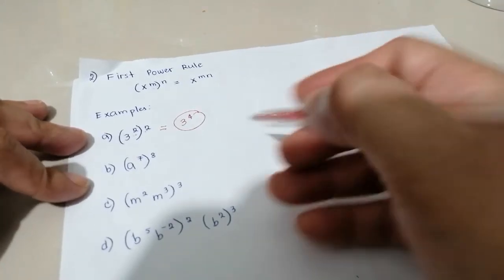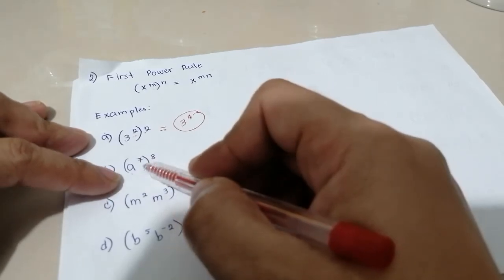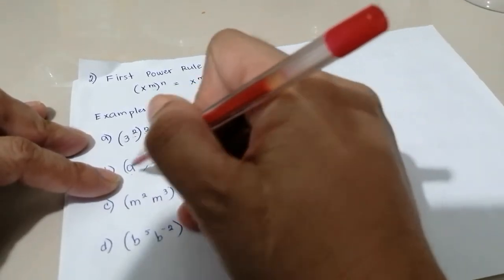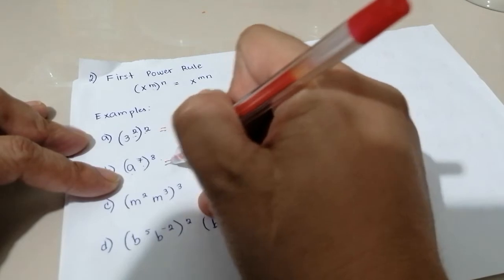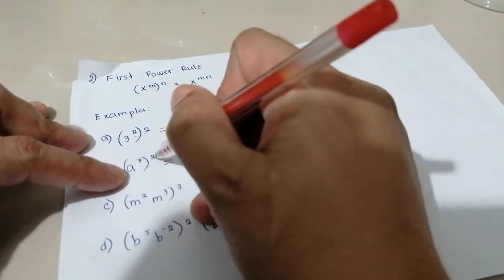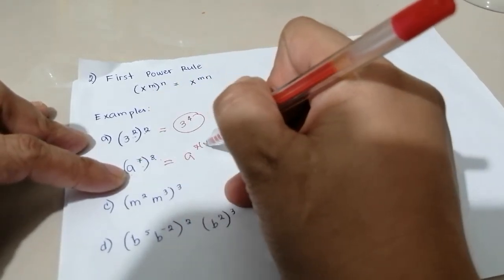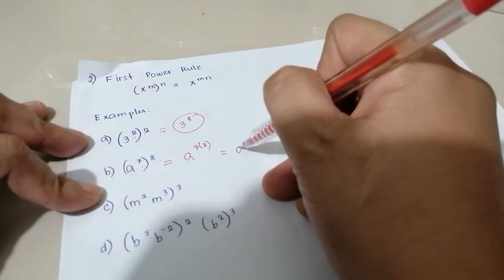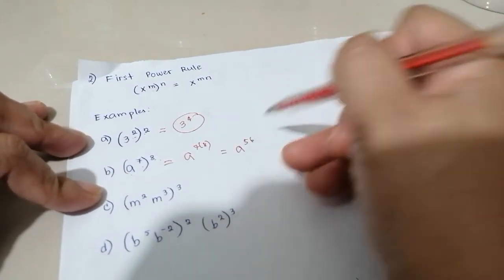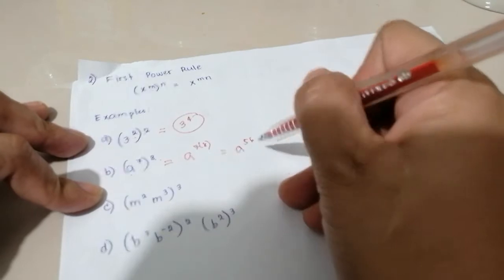Okay, next, if a raised to the 7th power, raised to the 8th power, that will be a 7 times 8. 7 times 8, so that will be a raised to the 56th power. So that will be the answer.